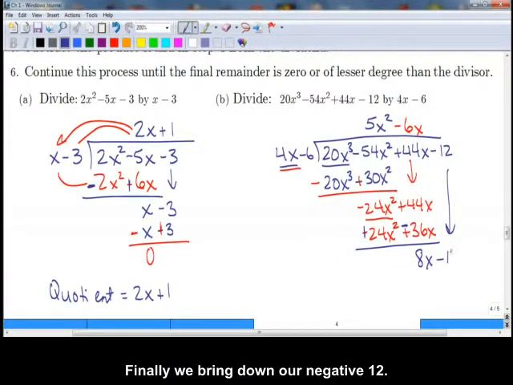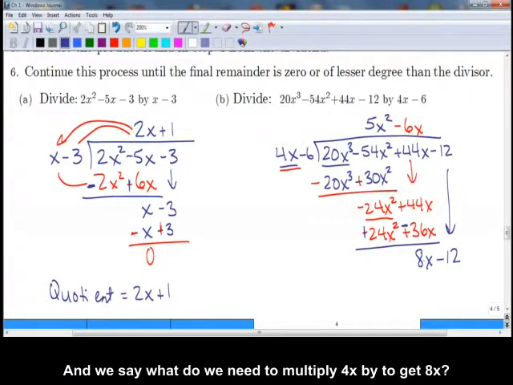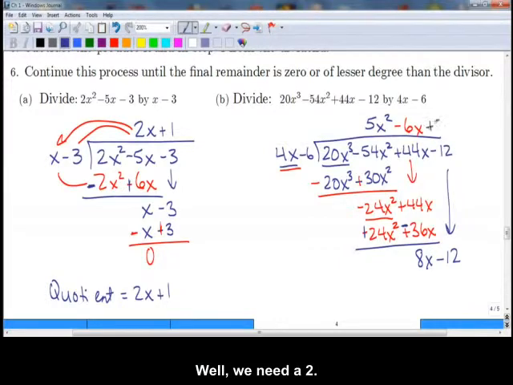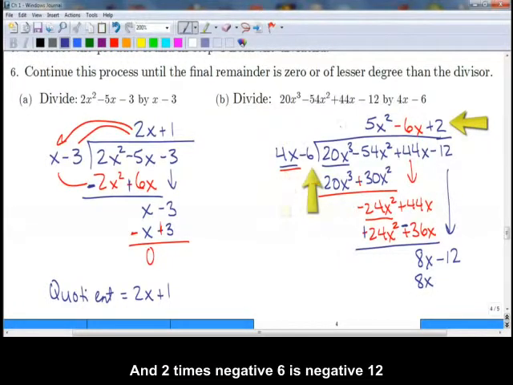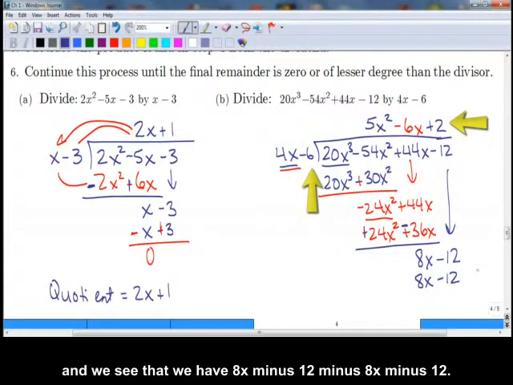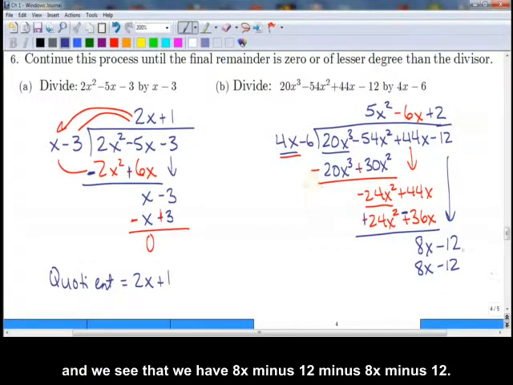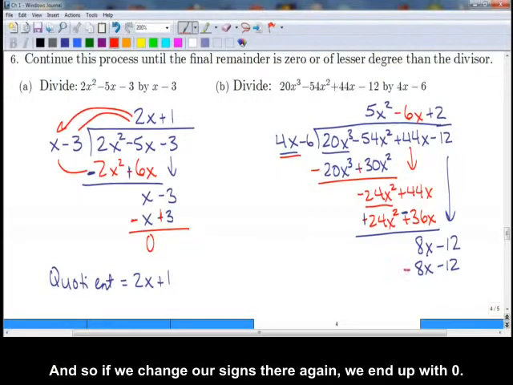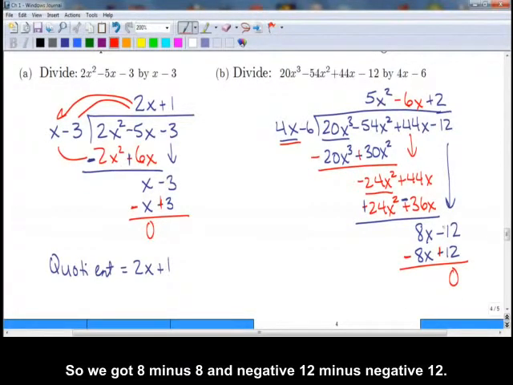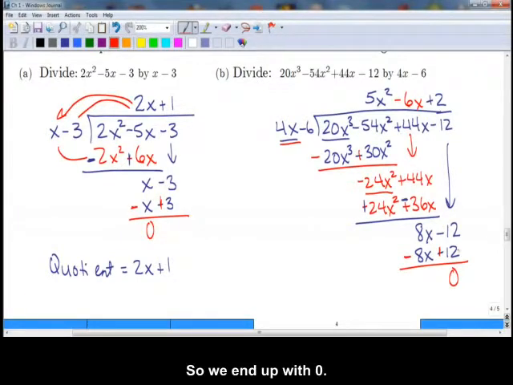Finally, we bring down our negative 12, and we say, what do we need to multiply 4x by to get 8x? Well, we need a 2. So 2 times 4x is 8x, and 2 times negative 6 is negative 12, and we see that we have 8x minus 12 minus 8x minus 12. And so if we change our signs there again, we end up with 0, because we got 8 minus 8 and negative 12 minus negative 12. So we end up with 0. So we have no remainder again, which is nice.